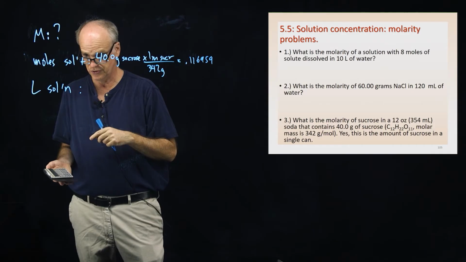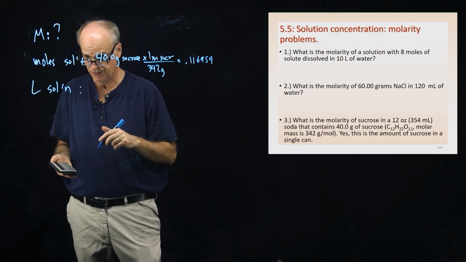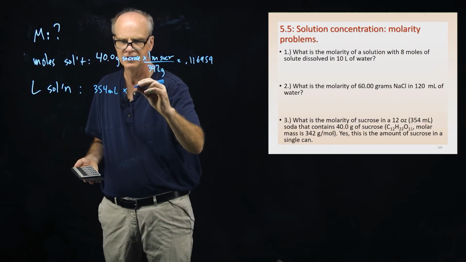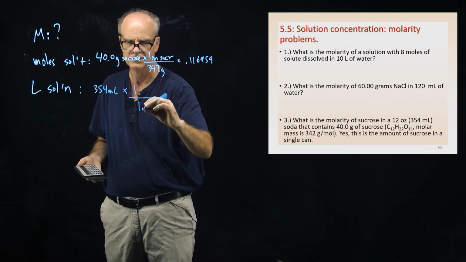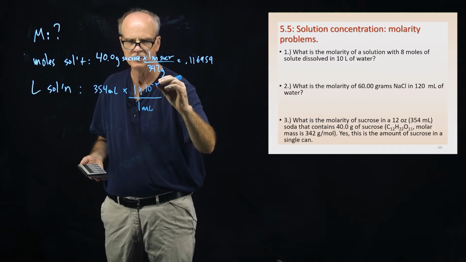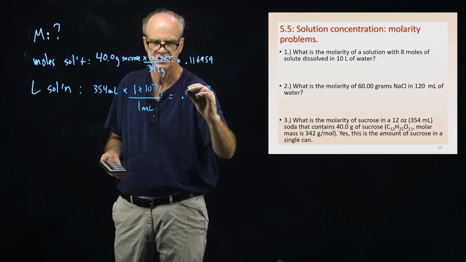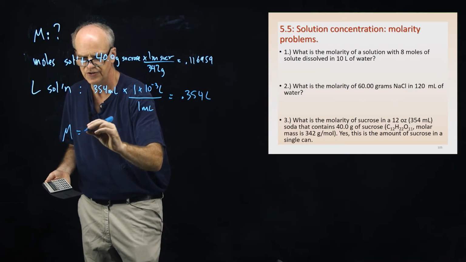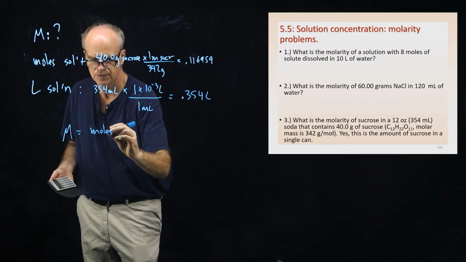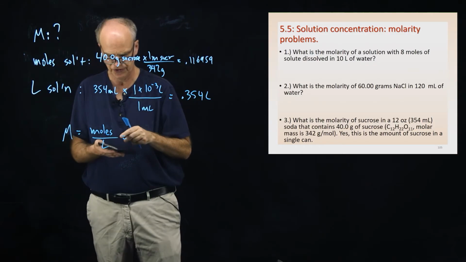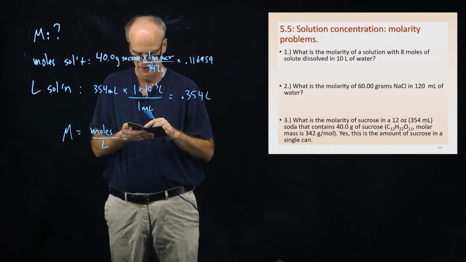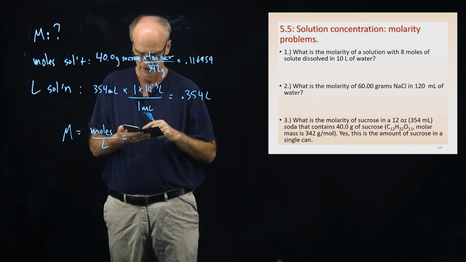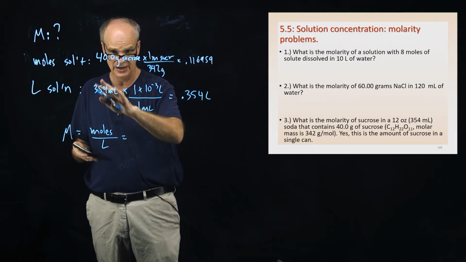Okay, liter solution looks like we have 354 milliliters. We're going to have to get that into liters. Kind of know that will be 0.354 liters. Okay, then remember molarity is equal to moles divided by liters, and so it's going to be 0.116959 divided by 0.354. Okay, and I get a number in my calculator, but let me just confirm.